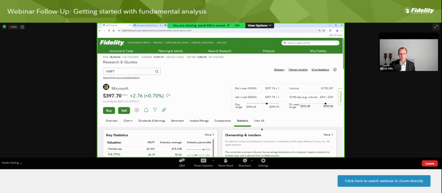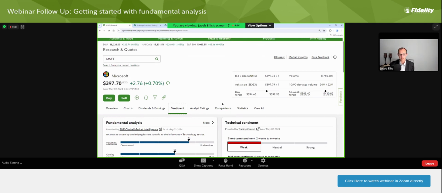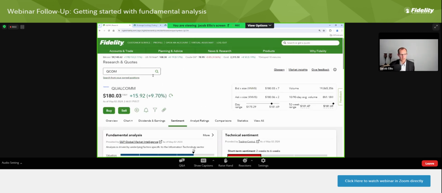Okay. Now, one of the other pages we took a look at was the sentiment tab here on this individual stock research page. And it looks like we got a request to swing on over and take a look at Qualcomm. Thanks, Gary, for the symbol. QCOM is the symbol. Let's switch it up. No longer looking at Microsoft. Now we're looking at Qualcomm, and we came to the sentiment tab.